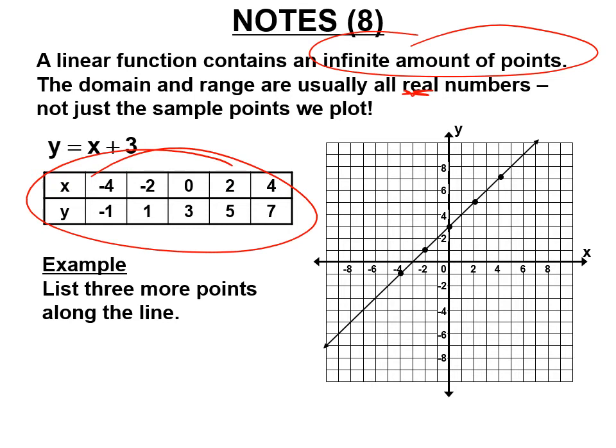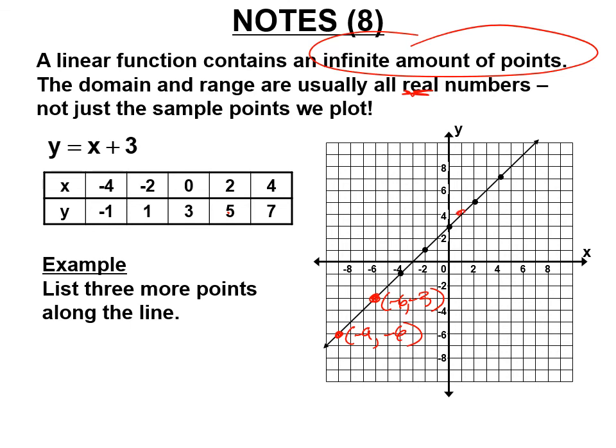So here's the one you just did. And I want you to list 3 more points along the line. Well, here's one: (-6, -3). That's not in the table, but it's on the linear function. Here's one: (-9, -6).